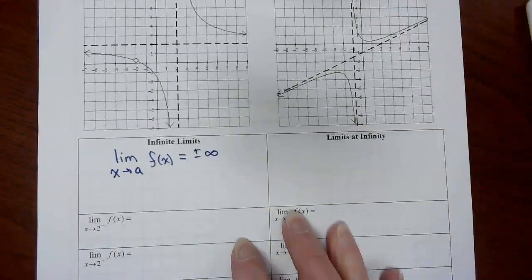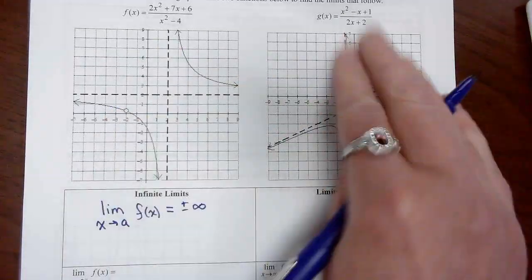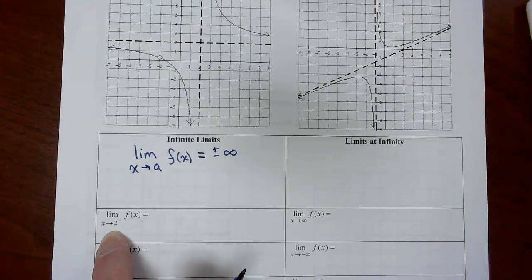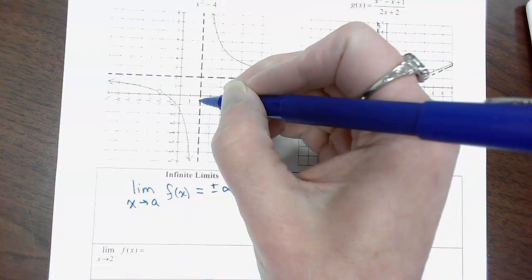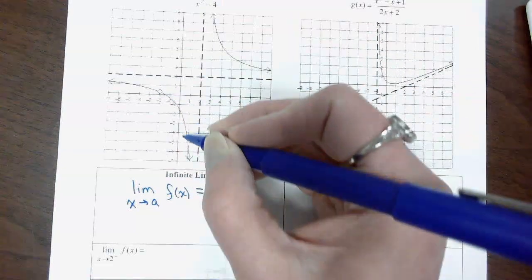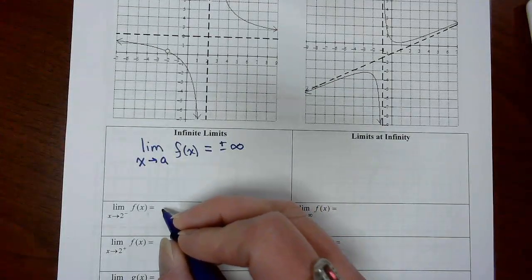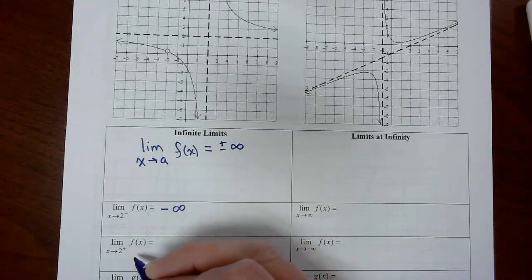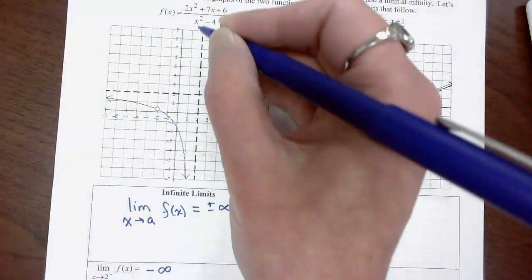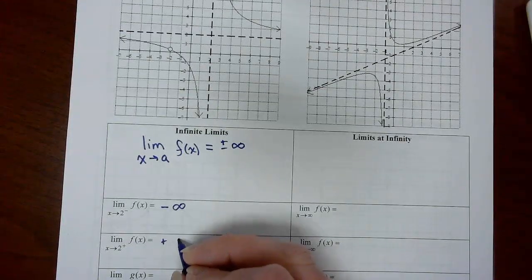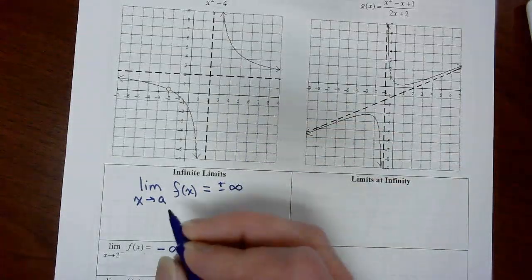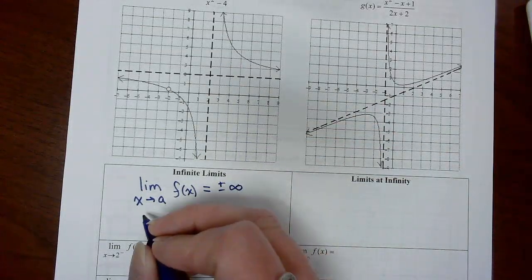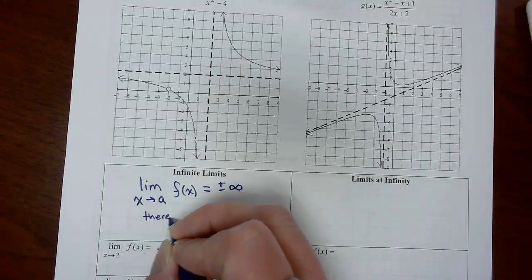Let's look at that. So f of x is this graph. This is g of x. As x approaches 2 from the left of f of x, my graph goes down, down, down, down, down. It goes to negative infinity. If I approach it from the right, I'm going to positive infinity. And what is happening at 2? Well, that means there is a vertical asymptote.